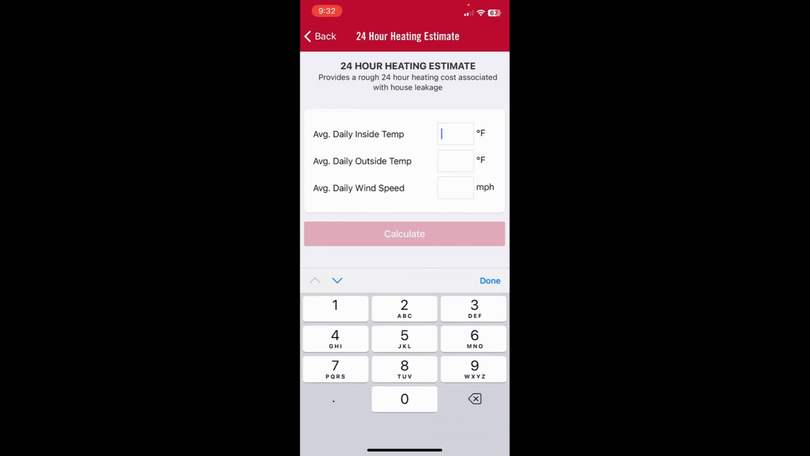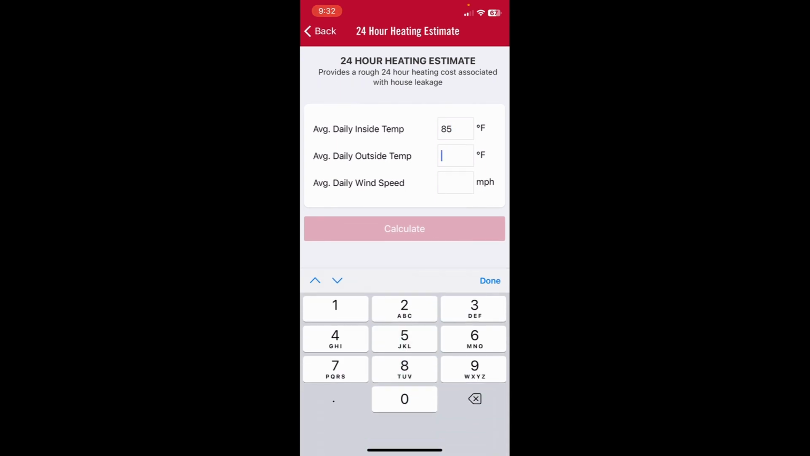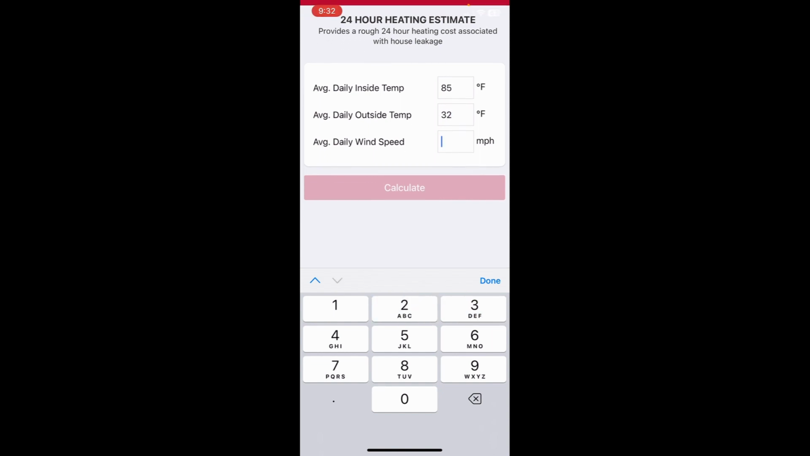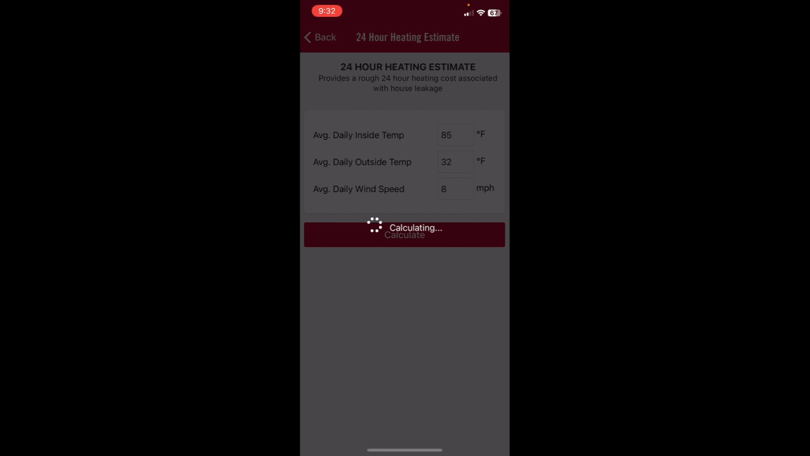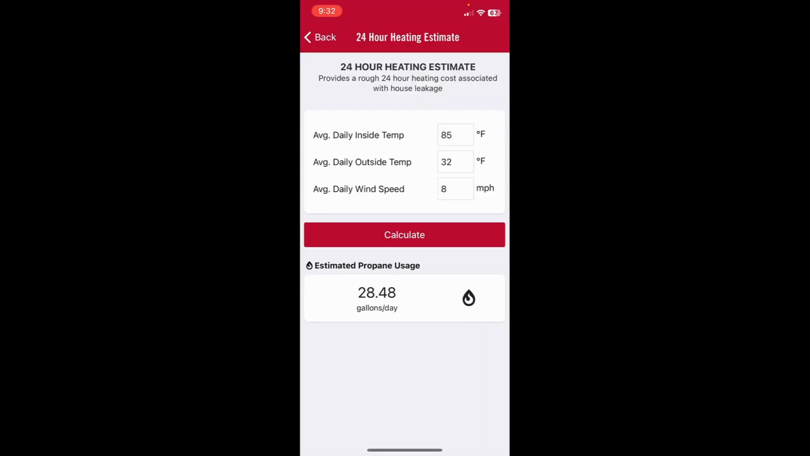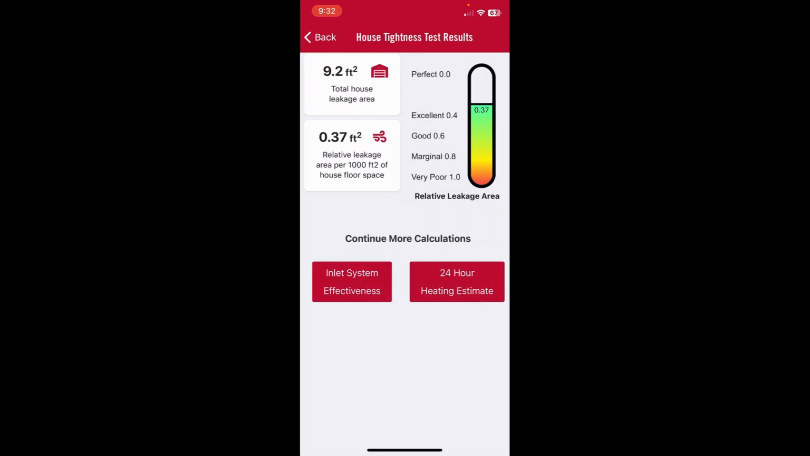We put in 85 degrees. The outside temperature is 32 degrees. Our wind speed is 8 miles per hour. Calculate. Now what happened? We're down to 28 gallons of propane required to heat the air coming through the cracks. We've gone from almost 80 down to 28. You can try different wind speeds, different temperatures, just to give you an idea of how much your cracks are essentially costing you.